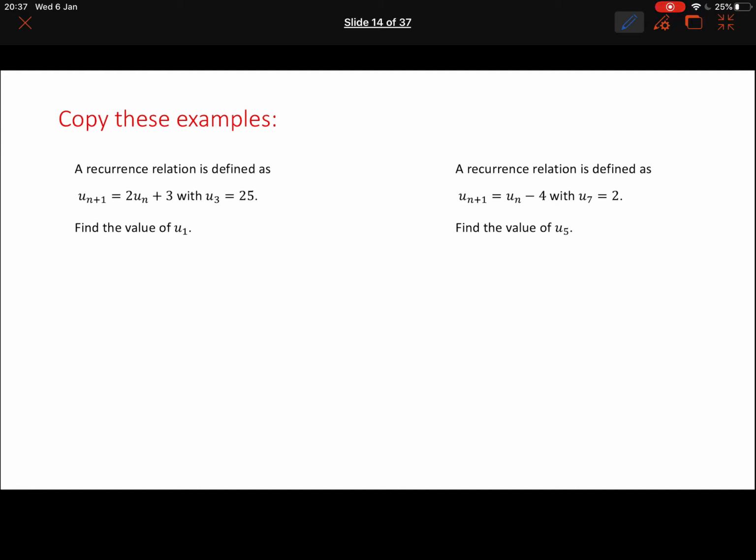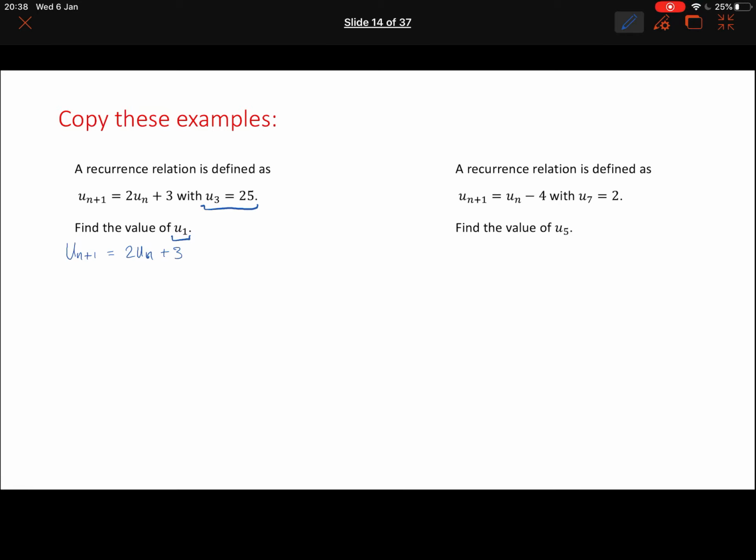So the first one, a recurrence relation is defined as u(n+1) equals 2un plus 3 with u3 equal to 25. So we're starting with u3 and we have to work out the value of u1. I'm just going to write down the relation that we've got. u(n+1) is equal to 2un plus 3.